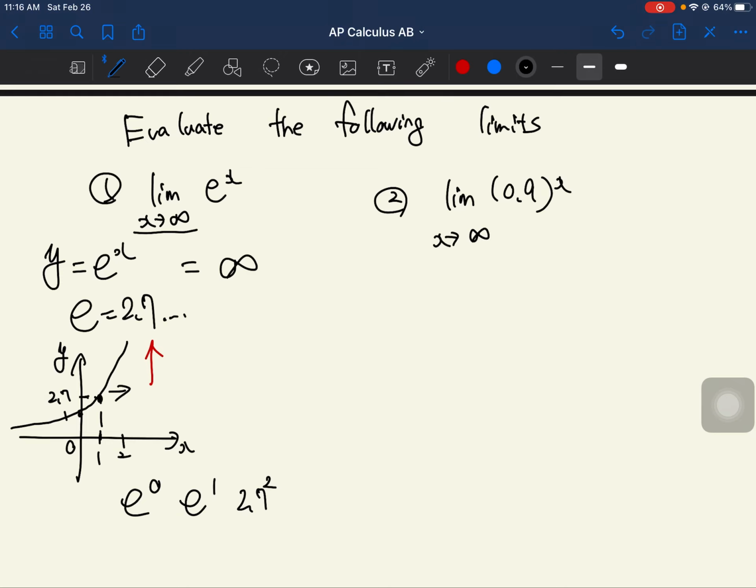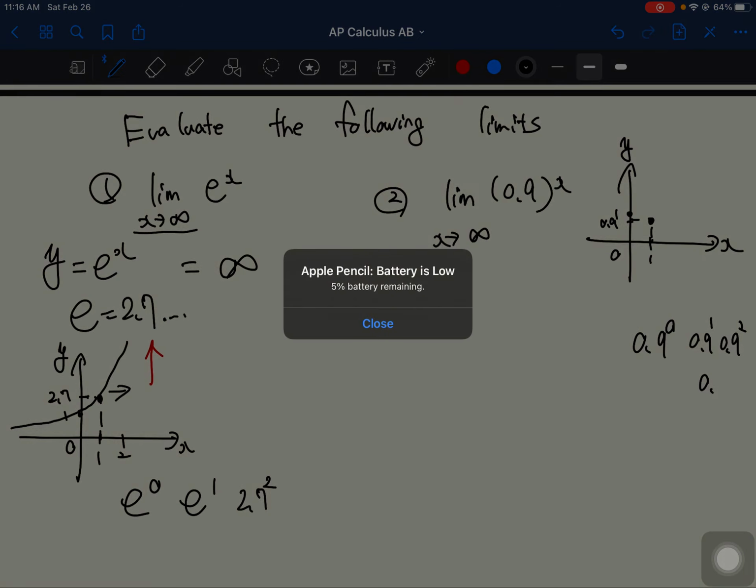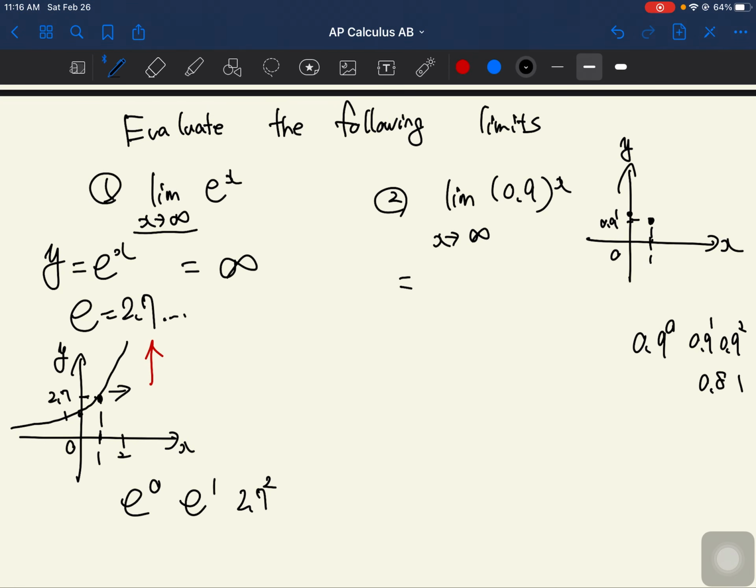Okay. So for the next question, this one, 0.9 to the power of x. This one is almost similar. Let me just draw the graph first. 0.9 to the power of 0. Like I said, something to the power of 0 is always 1. And next one, it's going to be 0.9, like this. And 0.9 squared, it's going to be 0.81.